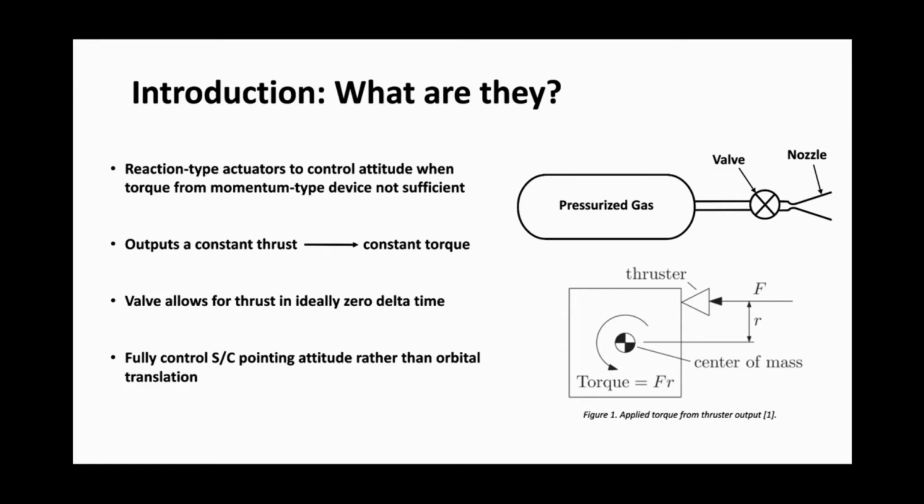And the whole goal is to just control the pointing attitude of a spacecraft rather than the orbital translation in position. So the figure on the lower right is a little bit misleading because to only control the attitude, you would need a second thruster on the lower left to cancel out the horizontal force.